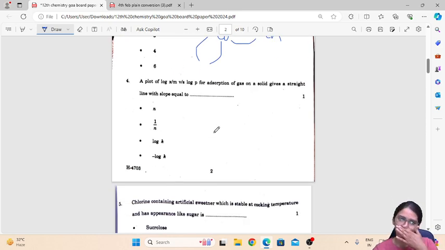Next is from surface chemistry: a plot of log x by m versus log p for adsorption of a gas on a solid gives a straight line with slope equal to dash. Now this question is related to the Freundlich isotherm equation. In that we plot a graph, and in that the slope is equal to what? The answer is slope is equal to log k. You will come to know through the equation.